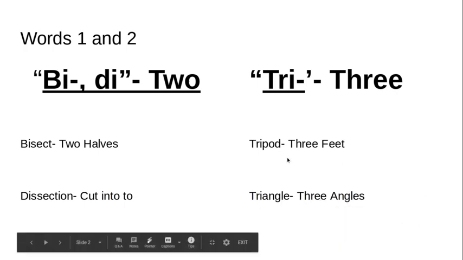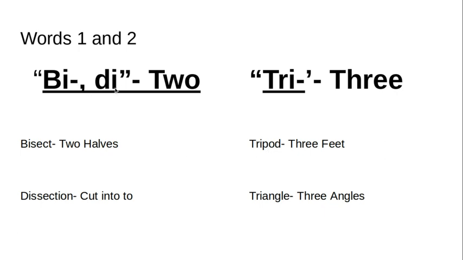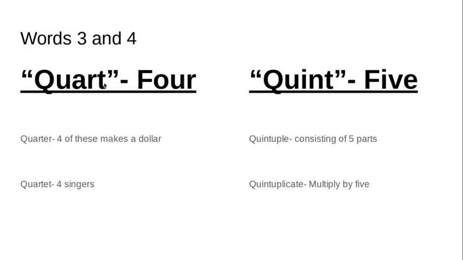So again, big fancy words. Start breaking them down into the root words. So bi or di meaning 2, and tri meaning 3. Quart is 4. A quarter is 4 of these, makes $1. A quartet has 4 singers to it. Quint is 5. A quintuple or quintuplet is consisting of 5 parts.